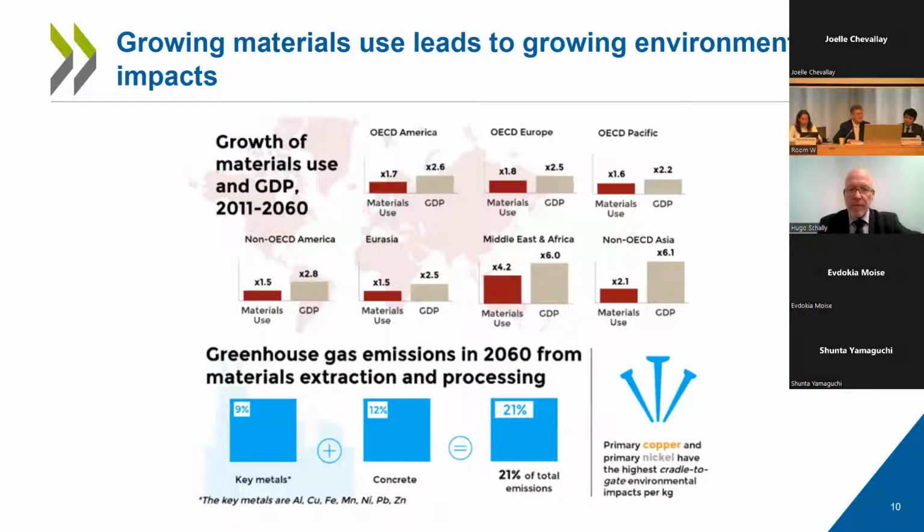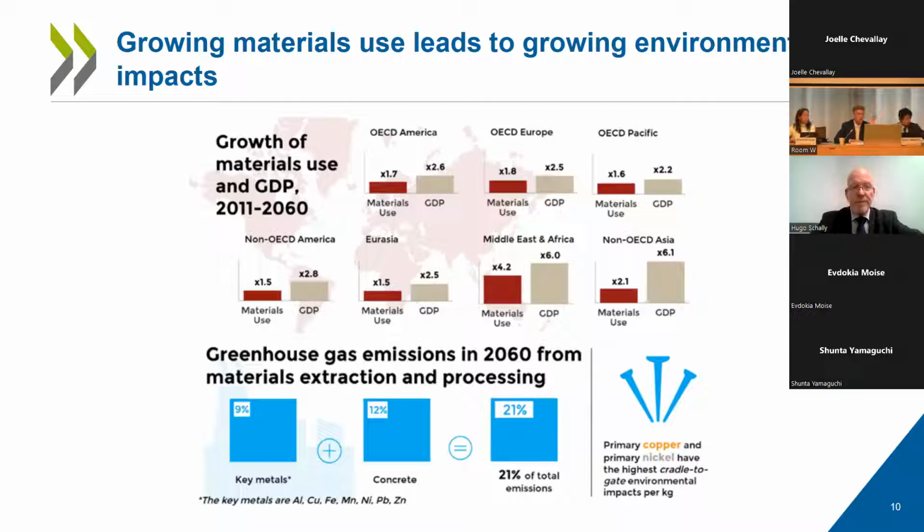So with an increase in materials use, we get a growing environmental impact. Materials use is associated with greenhouse gas emissions from extraction, processing. There's all kinds of environmental impacts related to that. And these tend to increase quite rapidly. And basically the environmental impacts are wide ranged.